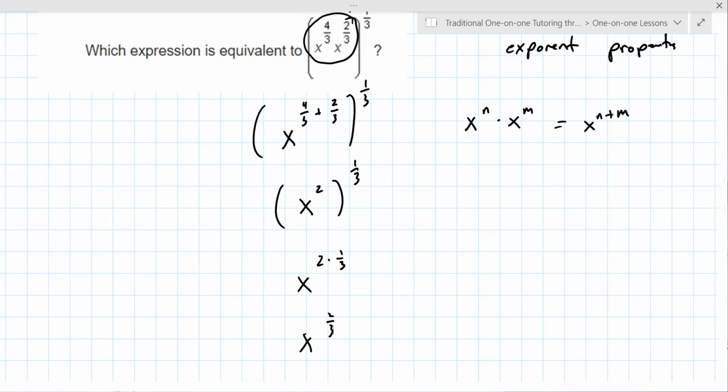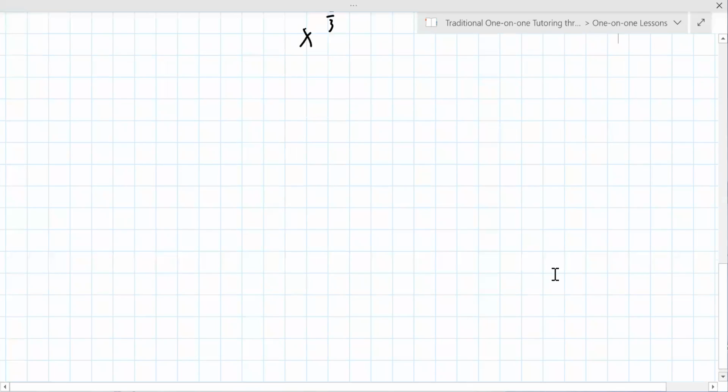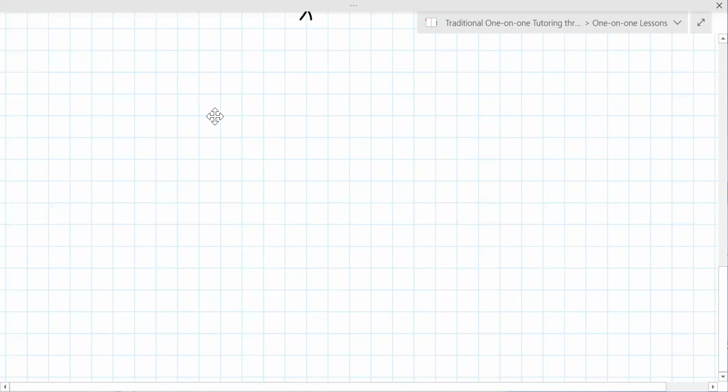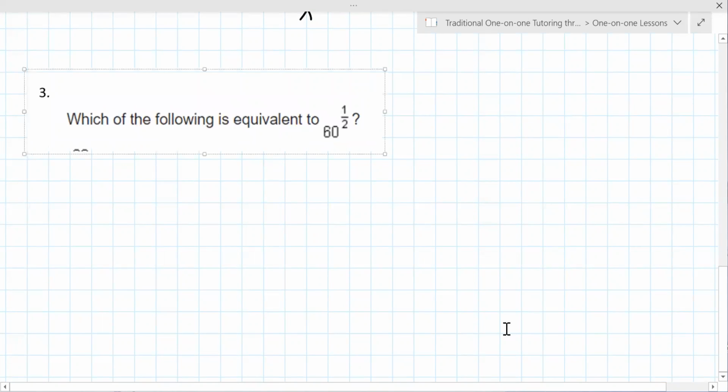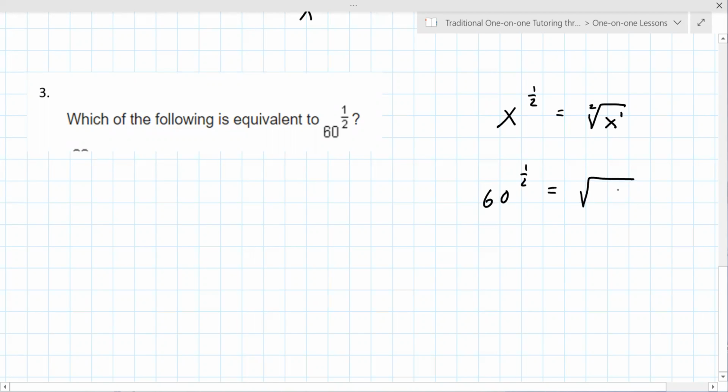All right, we'll just go right to number 3. Number 3, okay. Which of the following is equivalent to 60 to the 1/2 power? So I previously wrote that x to the 1/2 power equals the square root of x to the power of 1. So your problem is very similar. It's 60 to the 1/2, which means it's the square root of 60 to the power of 1, or what most students would just write, the square root of 60.